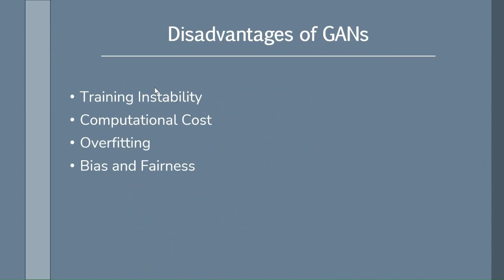There are some disadvantages of GANs. GANs are hard to train and may fail to work properly or become stuck in certain patterns. They need a lot of computing power and time, especially with large datasets or high resolution images. They can make results that are too similar to the training data. If the training data has biases, the GAN can create biased or unfair results.